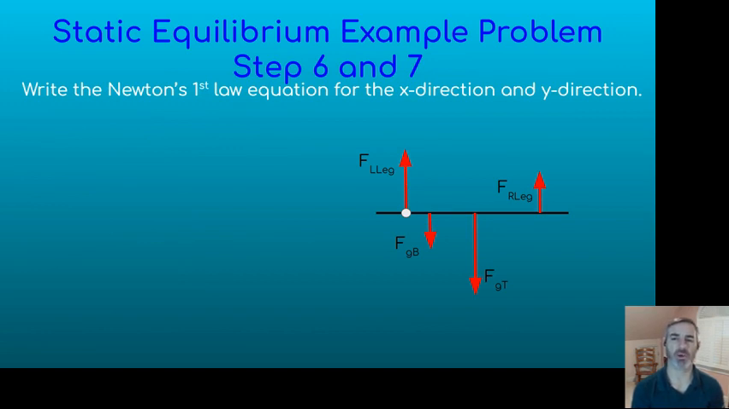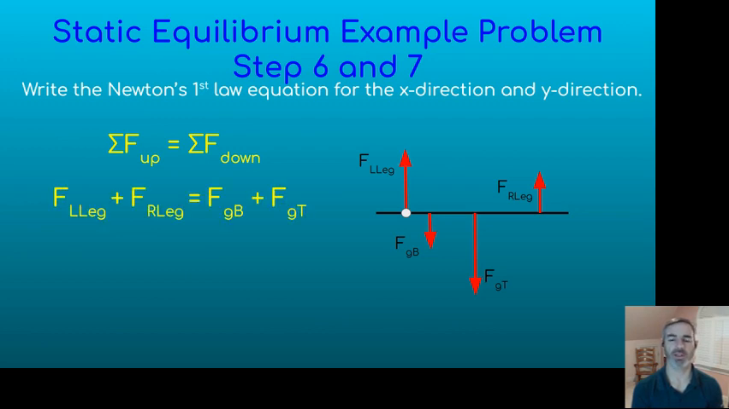So now to find the force that the left leg exerts, we can just use Newton's first law equation in the x and y direction. Well, we don't have any x direction forces, so we're only going to use the y direction forces. So we know that the sum of forces up equal the sum of forces down, and we can see that the left leg and right leg point up, and the gravitational forces on the book and table point down.